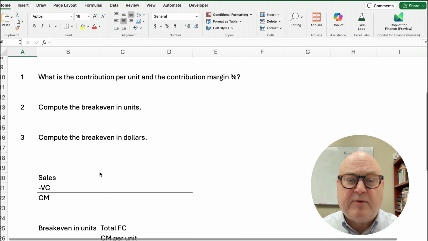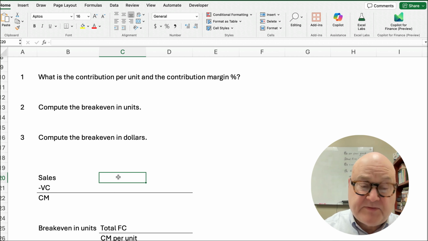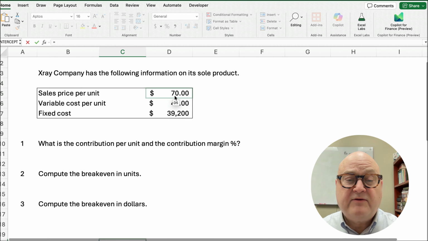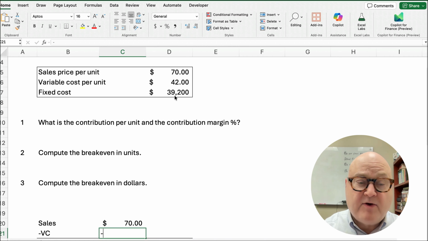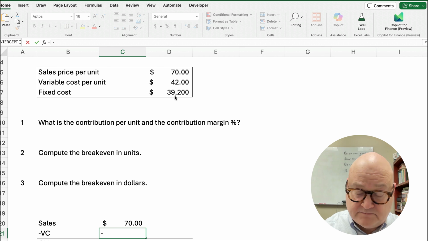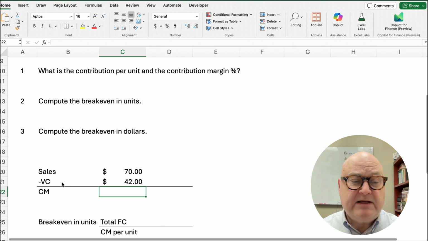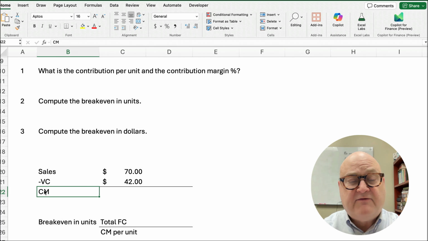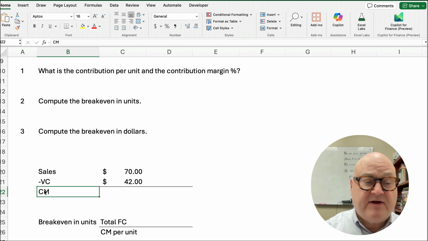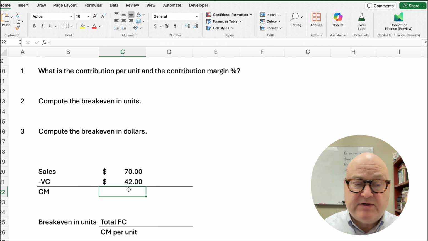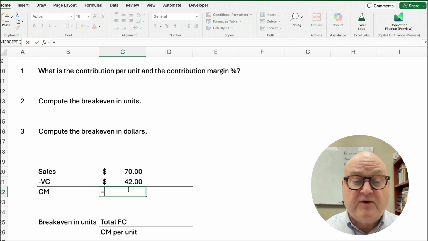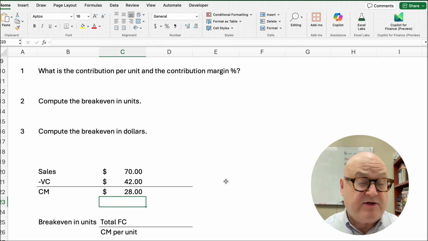Now here's what we do on this type of problem. We're going to take our sales minus our variable cost, so sales minus variable cost is 42. All right, I've abbreviated. Maybe I should explain here. This is the variable cost per unit, and then the CM is the contribution margin. So sales minus variable cost is contribution margin, and this is how much it contributes to covering our fixed costs. So this is going to be 70 minus 42, that's $28 is our contribution margin.